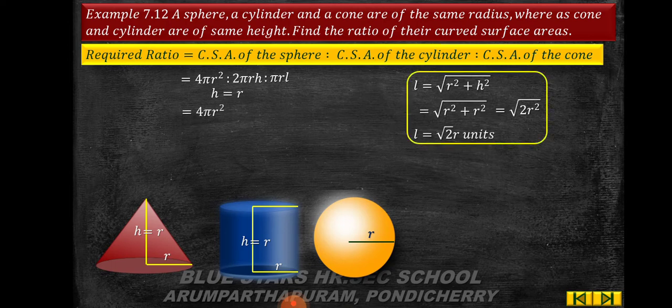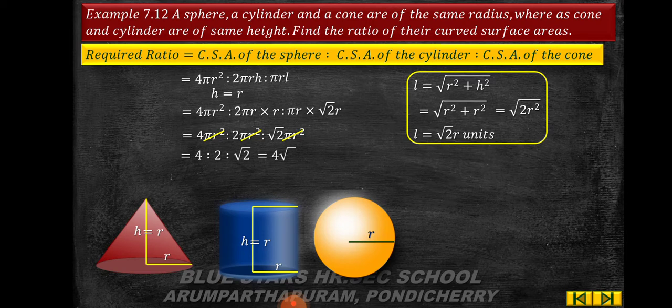H is equal to 2 pi r square is to 2 pi r into r. That is, h is r into pi r into L, whose value is root 2 r, which is equal to 4 pi r square is to 2 pi r square is to root 2 pi r square. So pi r square, pi r square, pi r square get cancelled. You get 4 is to 2 is to root 2.